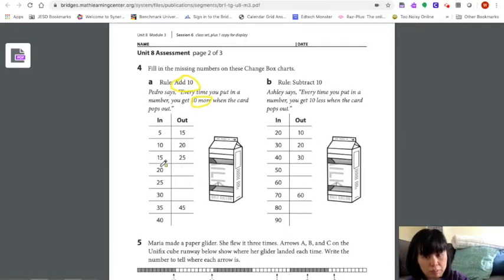And you can see that 20, what number do you think might come out? 25, what number do you think might come out here? 30, what number do you think comes out here? And 40, what number comes out here?